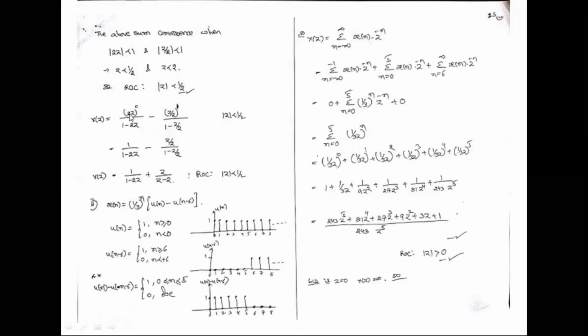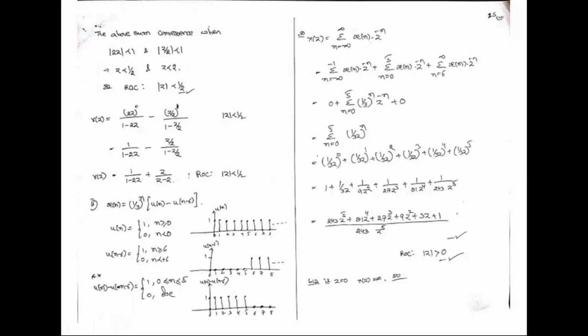And simplification, see here, 1 by 1 minus 2z, and minus z by 2 whole power n, 1 minus z by 2. Simplified, 1 by 1 minus 2z plus z by z minus 2. What it matters, students.